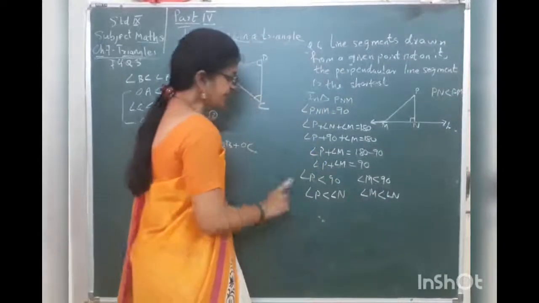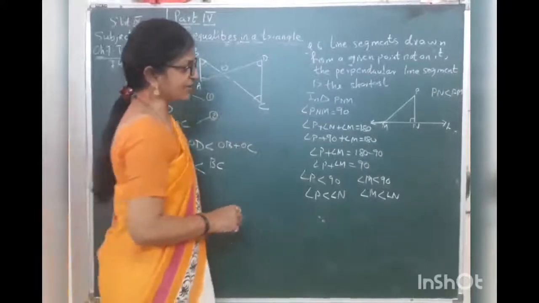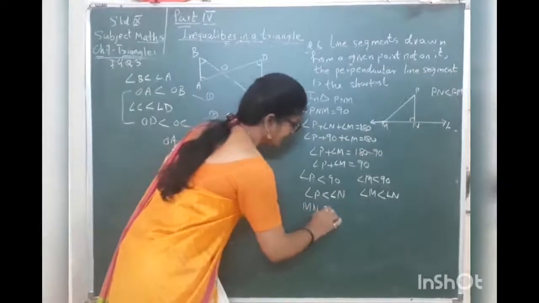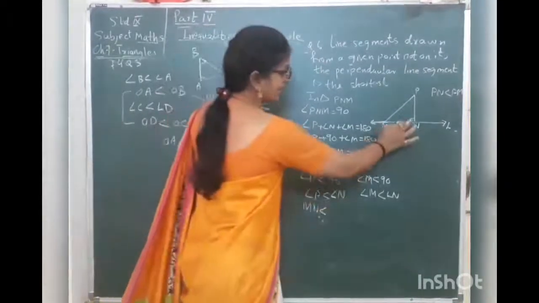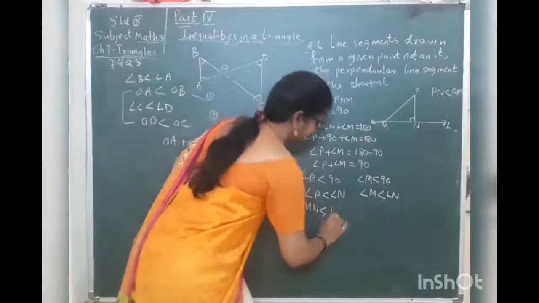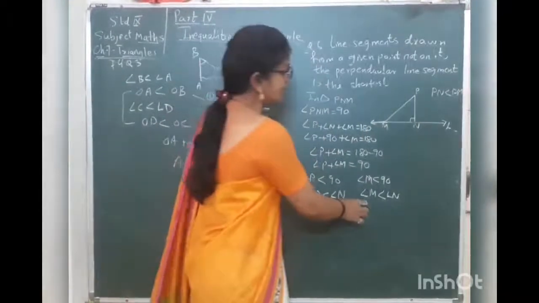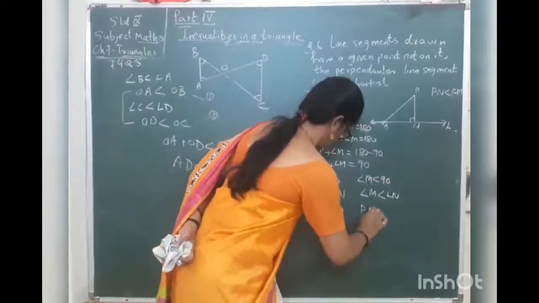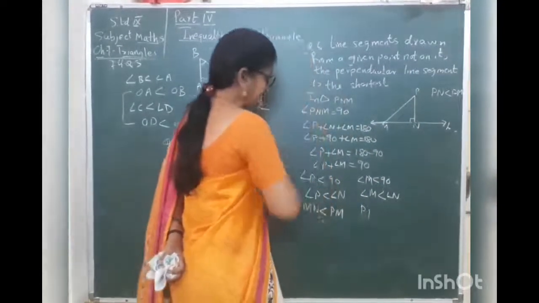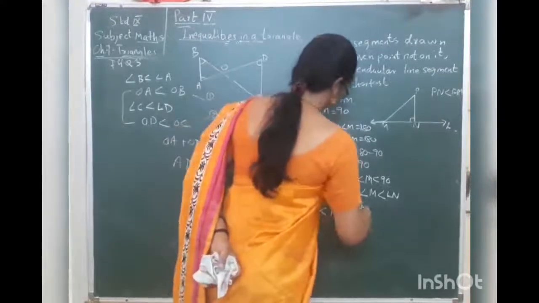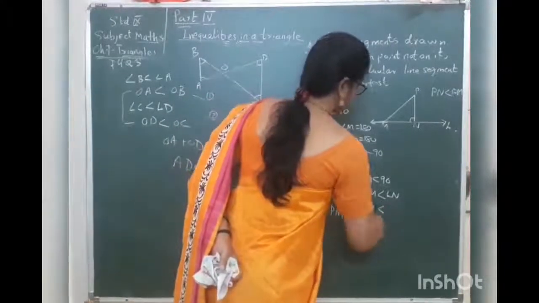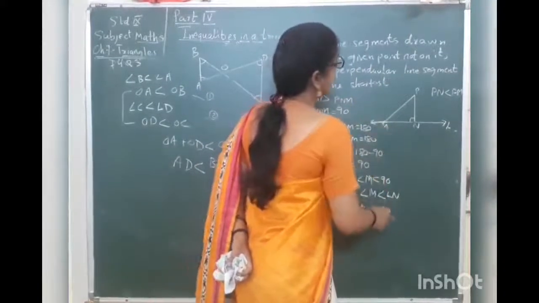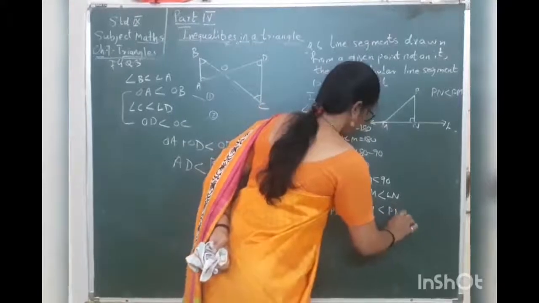Now, which is the side opposite to angle P? The side opposite to angle P is MN. MN is less than, which is the side opposite to angle N? PM. Now for this, which is the side opposite to angle M? PN. PN is less than, which is the side opposite to angle N? PM. So this we will use.